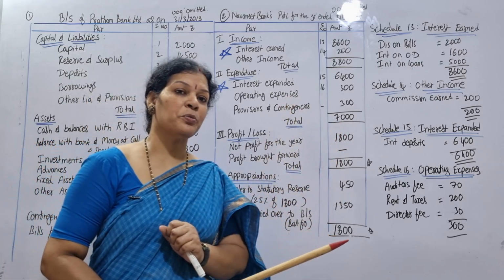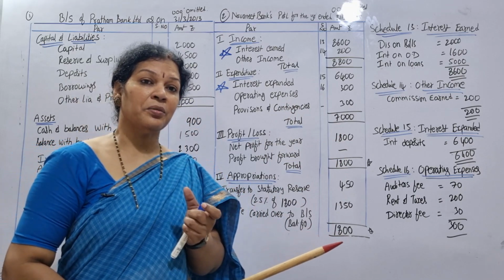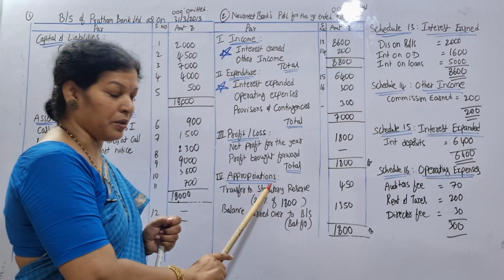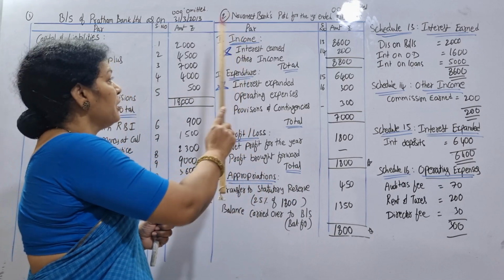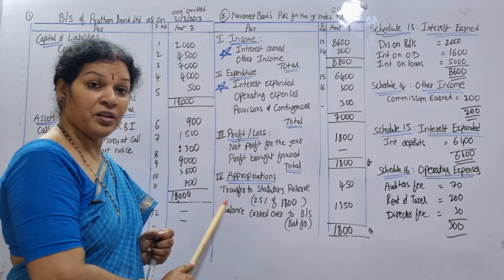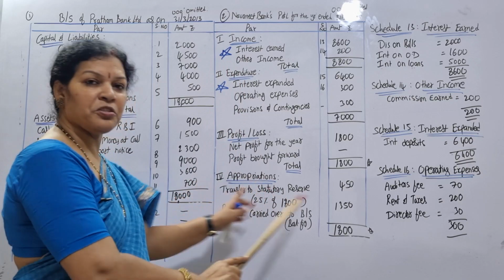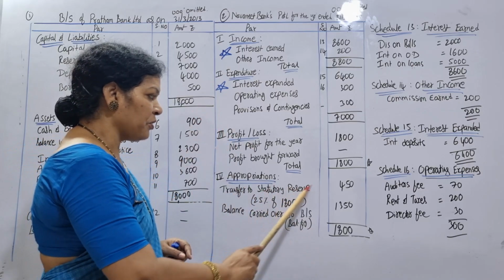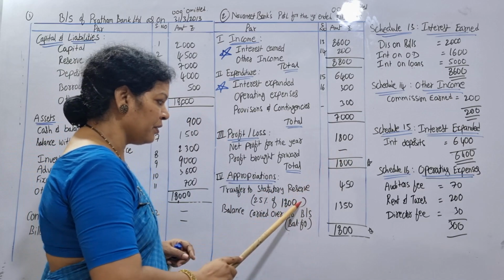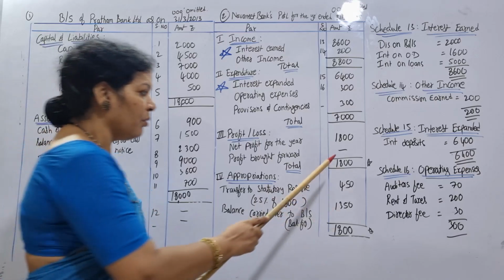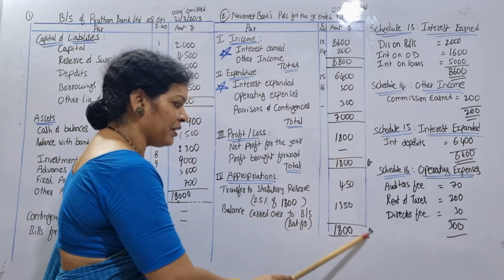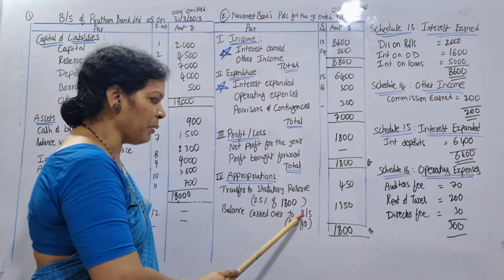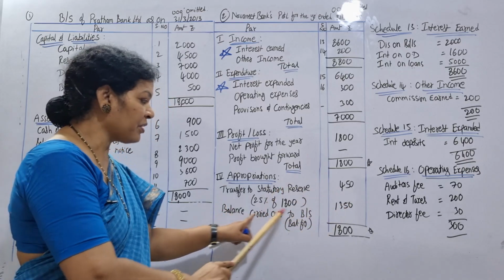Out of 1,800, how much is to be transferred to the reserve? That is statutory reserve, 25%. So you are writing under the appropriation, the fourth one. First column, the first item is income, second is expenditure, third is profit or loss, fourth is appropriations. In appropriations, you are going to transfer 25% of the profit to the statutory reserve. Out of 1,800, 25% is 450. Whatever total you get, the same total you are writing here. Now 1,800 minus 450 comes to 1,350. This is the balancing figure. Balance carried over to balance sheet.